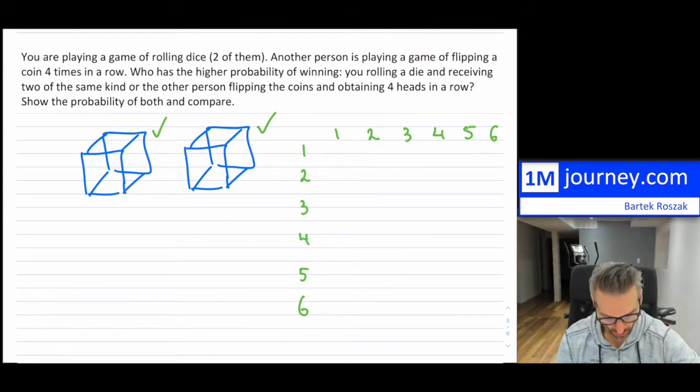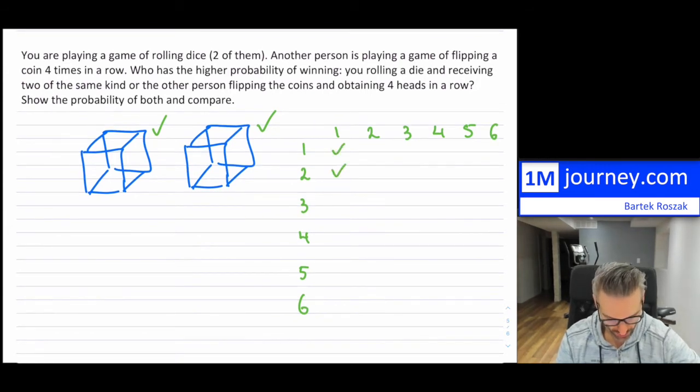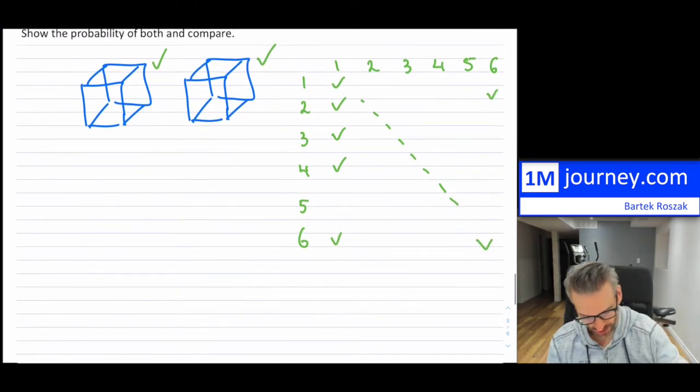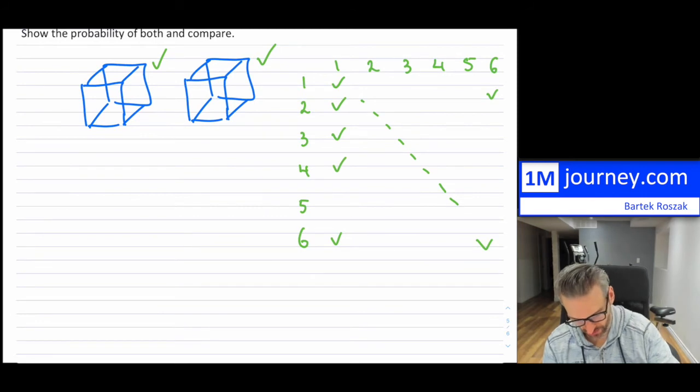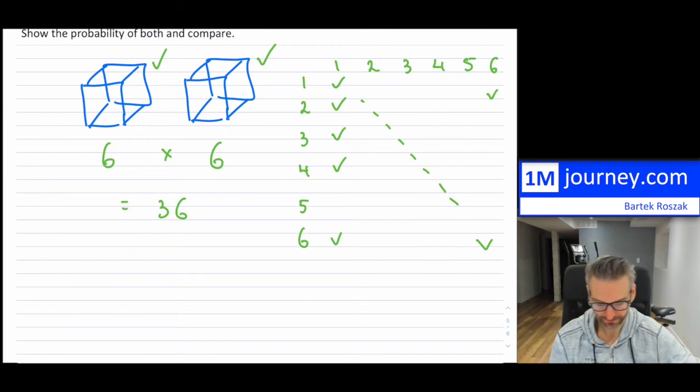It can be a 1-1, it can be a 1-2, 1-3, 1-4, and so on and so on. So this is how many different combinations you have. So in total, you can see that we have 36 combinations, because you have 6 on this one and then 6 on the other, so we have 36 combinations in total.